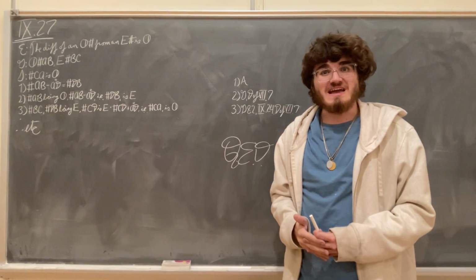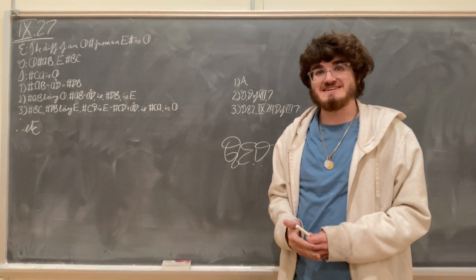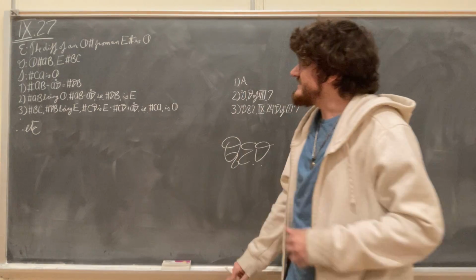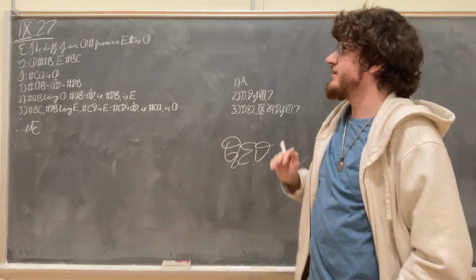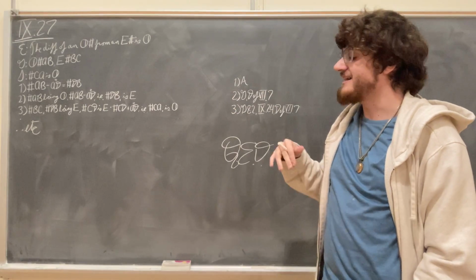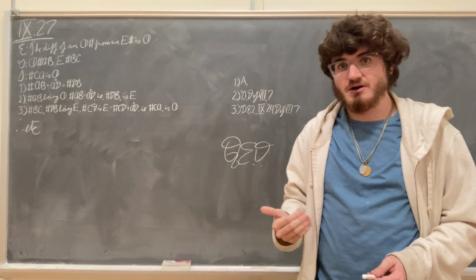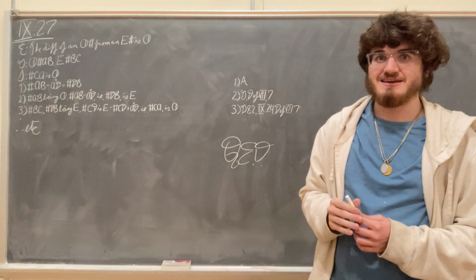Hello. This will be a demonstration of Proposition 27 from Book 9 of Euclid's Elements, which says that the difference of an odd number from an even number is odd. Or in other words, an odd number minus an even number makes another odd number.